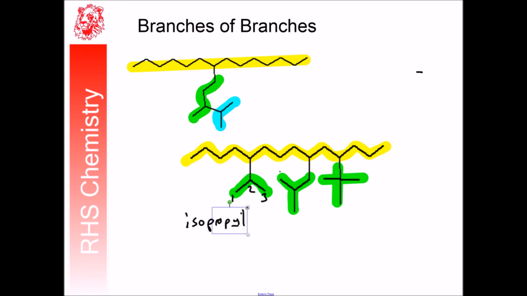This one is a 4 carbon branch. There's 4 carbons. But again, it's not attached to the end. It's got this kind of Y shape. It's going to be called isobutyl.